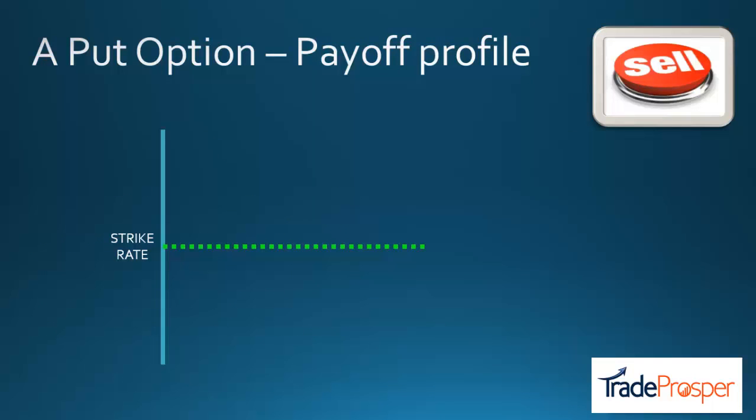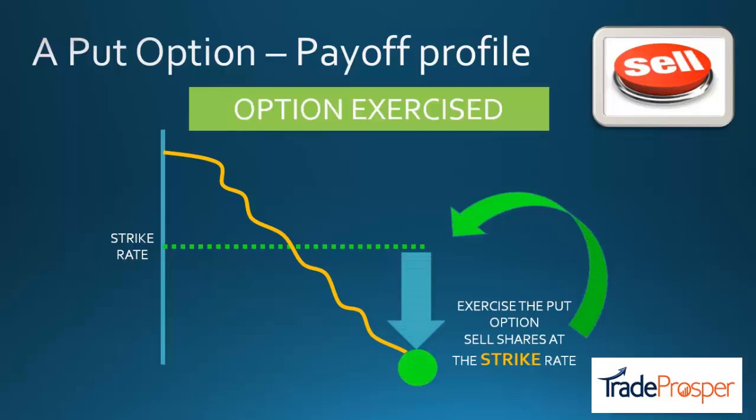So let's look at a payoff profile for a put, and this will be at maturity. So in this example, let's assume we own a put option on a share, and the share price has dropped to below our strike rate. At maturity, we can exercise the option and sell the shares at our original strike rate, which in this example is well above the current spot price for the shares, in which case this is a benefit to you.